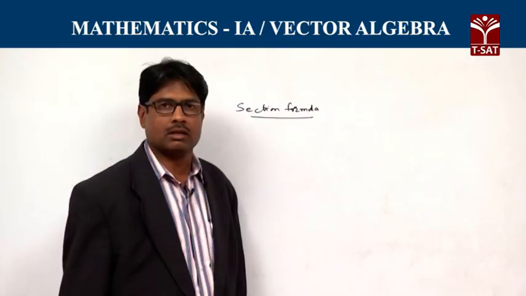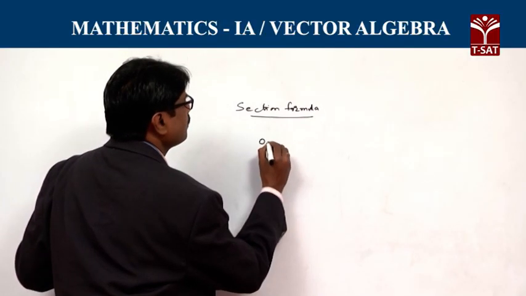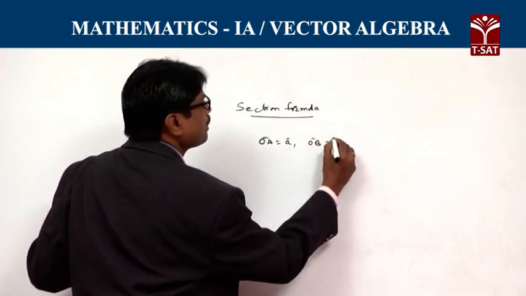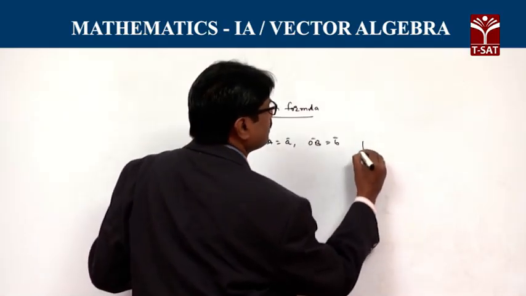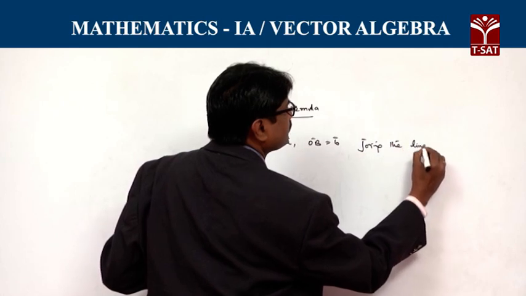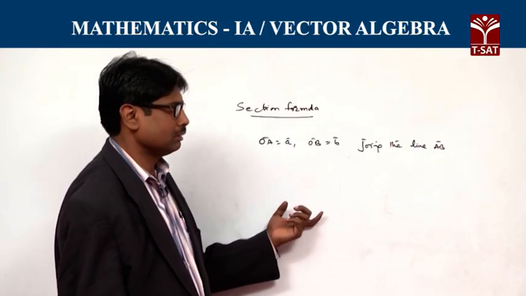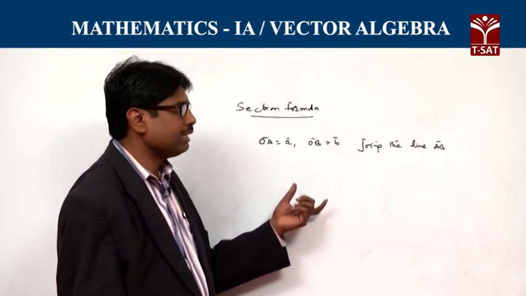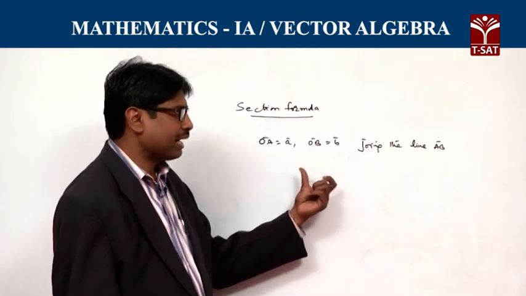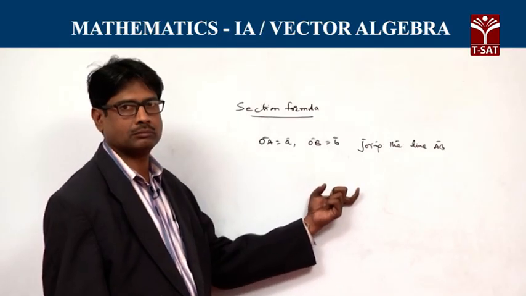Consider O to be the origin, OA bar is equal to A bar, OB bar is equal to B bar, joining the line AB bar. Using the section formula, we take a point on this AB bar, dividing in a ratio, and find the position vector of the point in terms of A bar and B bar.